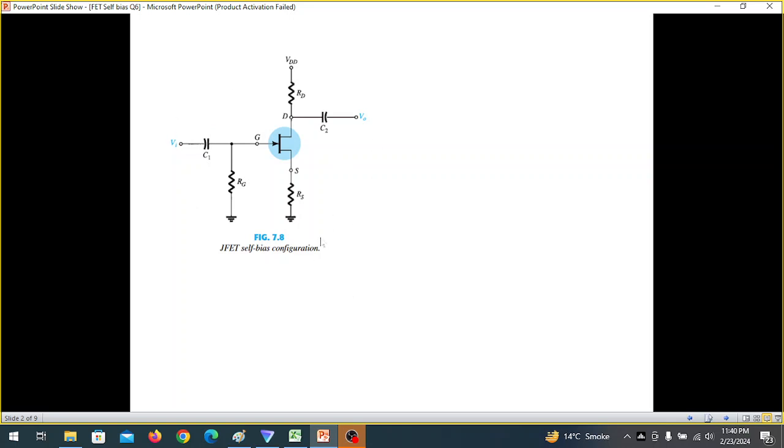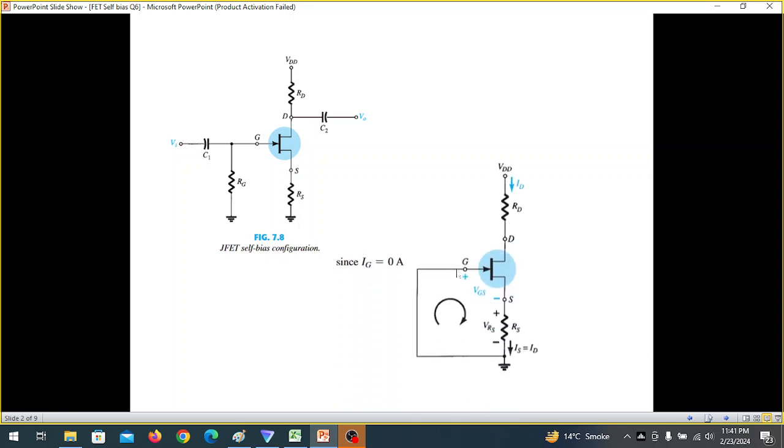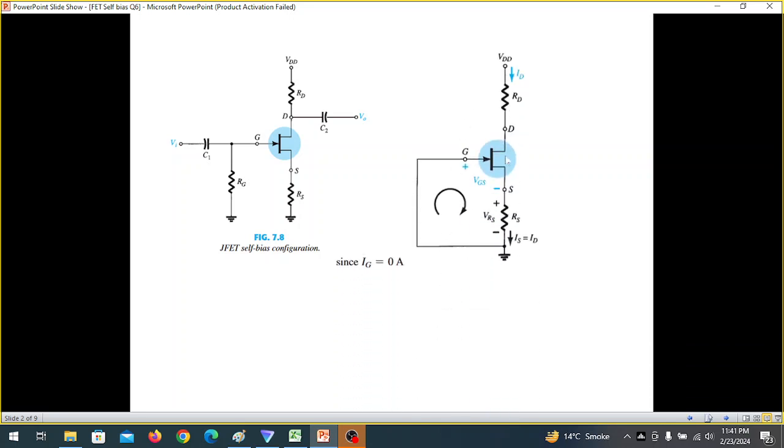This is the main circuit for FET self-bias. And as we had discussed, we remove the capacitor for DC biasing, and also IG current is 0, therefore the voltage drop here will be 0. And so the circuit will look like this. And from here, by KVL, we write the equation. ID and ISS will be same because IG is 0.